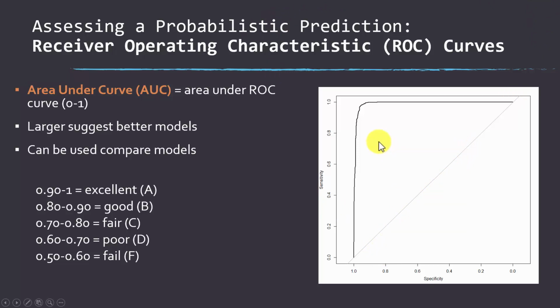And as the curve gets further and further from the line, your predictive power in terms of probabilities is increasing. If you have values from 0.9 to 1, that's considered excellent. 0.8 to 0.9 is good. 0.7 to 0.8 is fair. So in short, this is interpreted very similar to a grade scale. We're generally hoping to get AUC values above 0.8, hopefully even above 0.9.